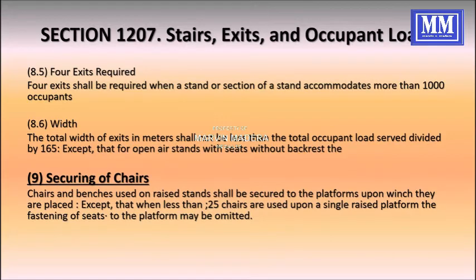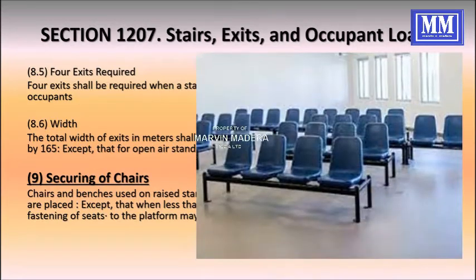Securing of chairs. The chairs and bleachers used in the raised stand shall be secured to the platform upon which they are placed, except that when less than 25 chairs are used upon the single raised platform, the fastenings of the seats to the platform may be omitted. Here is a sample of seats. So these seats should be secured on a certain location.